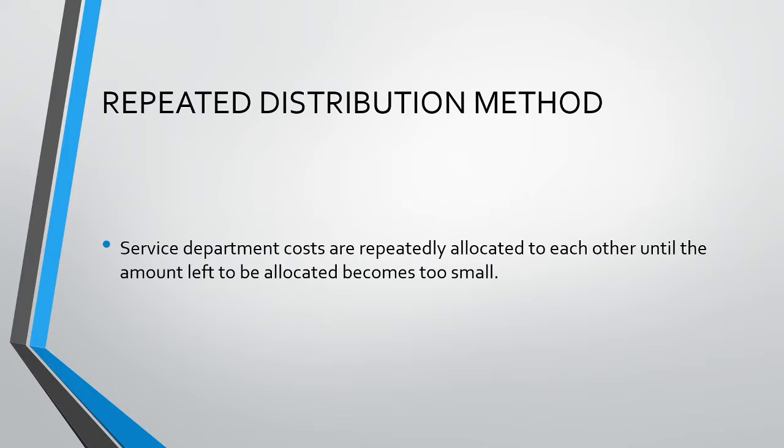So what is the basic idea with the repeated distribution method? Essentially, the service departments are repeatedly allocated to each department, including the other service departments, based on the usage of the service department until such time that the amount left to be allocated becomes too small. So we repeatedly allocate the service department overheads until they eventually disappear. Importantly, because we just keep reallocating, the order in which we allocate the departments does not matter.